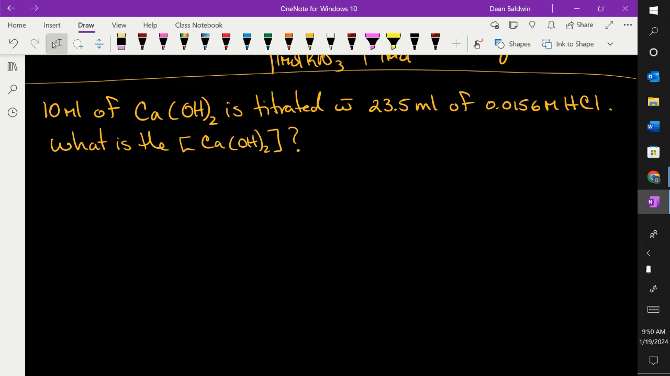Okay. What do we do first? What do you need to do any type of stoichiometry question? Before you can do anything, you need to know what the reaction is. You need a balanced reaction. So this is a neutralization, right? It's an acid and a base. How do we know it's an acid and a base? Acids start with H, bases end in OH for grade 11 chemistry.